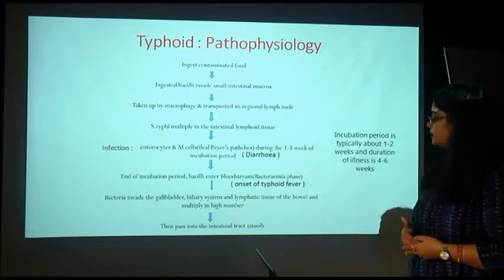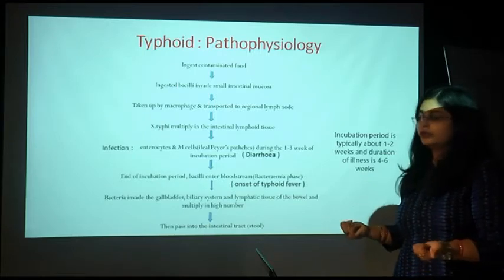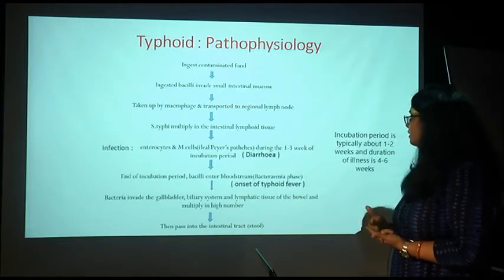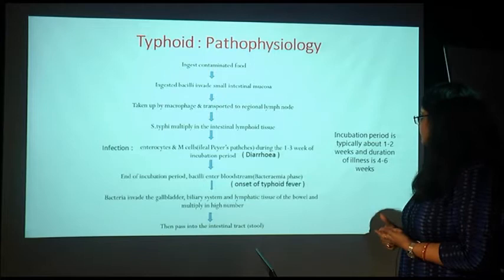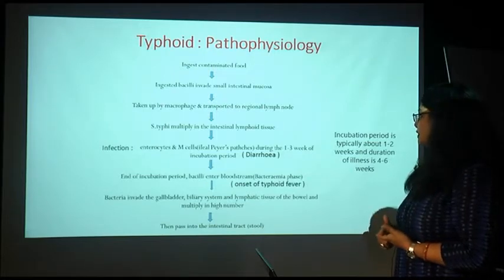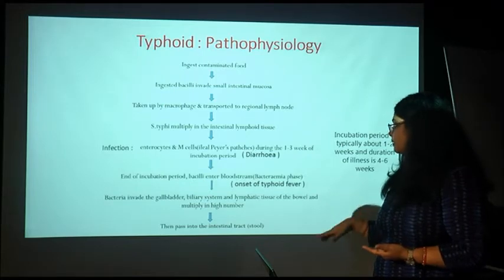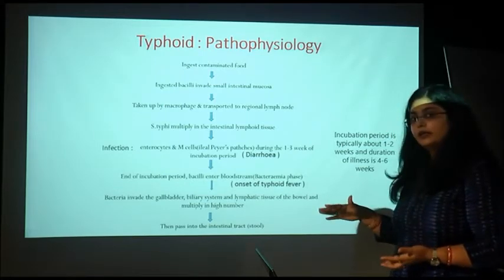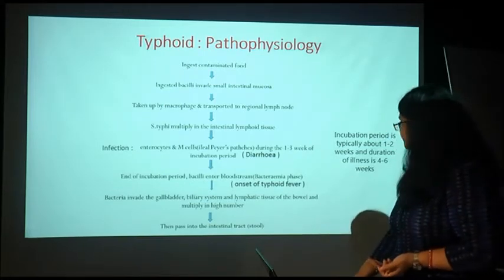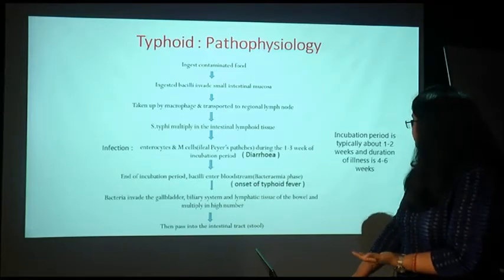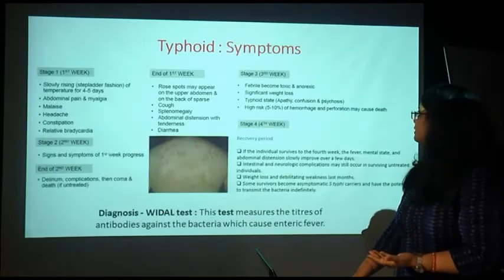The next step is, once the bacteria is in the bloodstream, it can invade the gallbladder, biliary system, and lymphatic tissues of the bowel and multiply in higher numbers. And then this bacteria is passed on to the intestinal tract, where it is excreted out in the form of stool. The entire duration of illness is 4 to 6 weeks.